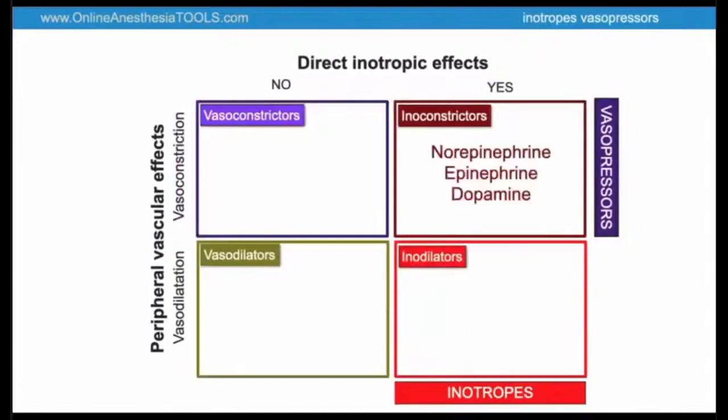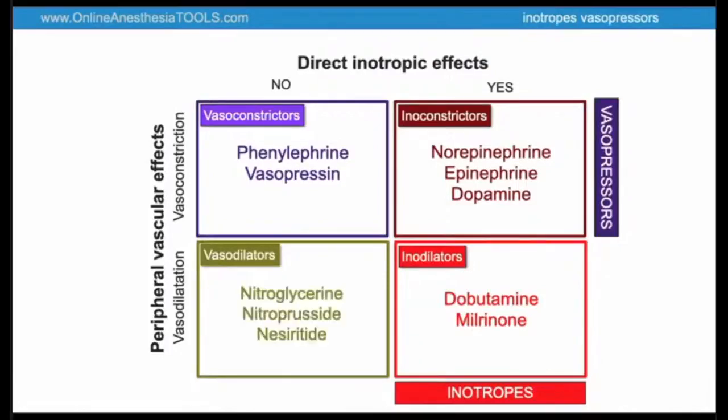So these are the examples of inotrope plus vasopressor action, like epinephrine, norepinephrine, dopamine. Pure vasoconstrictors like phenylephrine, vasopressin. When you take dobutamine or milrinone, they are inotropes but with vasodilator action. They are inodilators. And of course, a fourth class of drugs called pure vasodilators, which will not form part of today's discussion. Examples would be nitroglycerin, nitroprusside, nesiritide, etc.